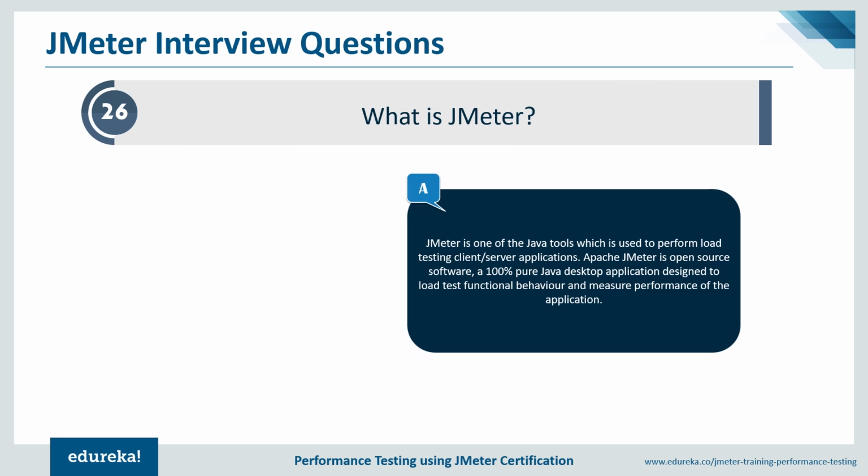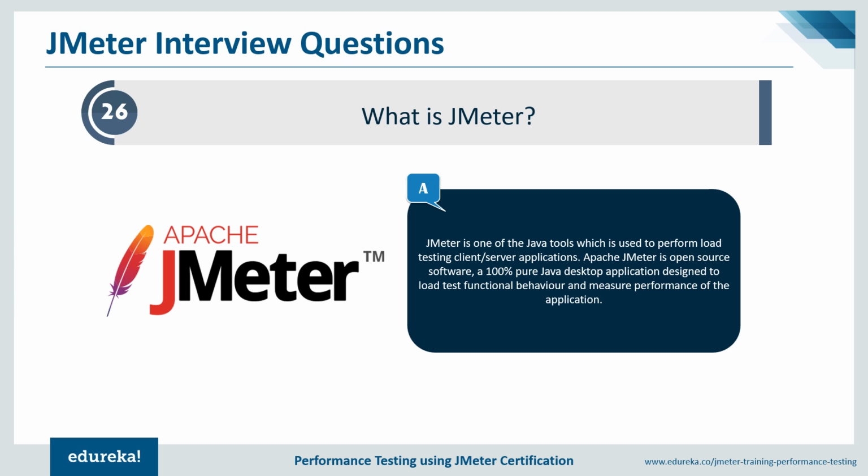JMeter is one of the Java tools which is used to perform load testing of client or server applications. Apache JMeter is basically open source software. It is a 100% pure Java desktop application which is designed to load test functional behavior and measure performance of the application. It was originally designed for testing web applications but has expanded to other test functions. It is also one of the most preferable testing tools when it comes to performance testing.